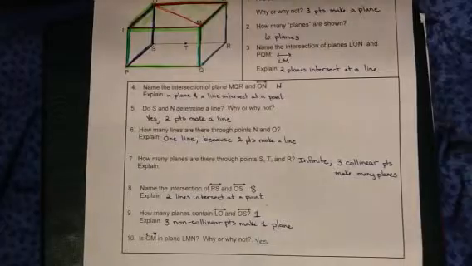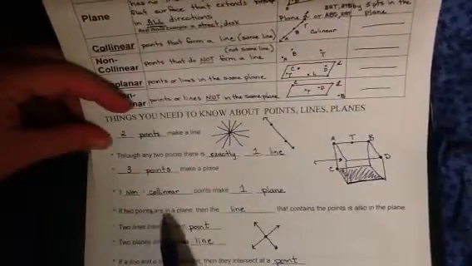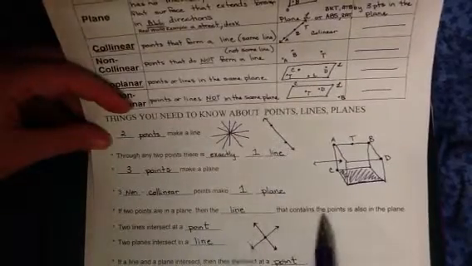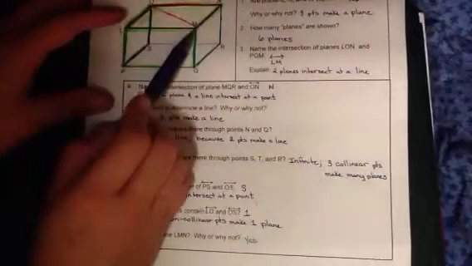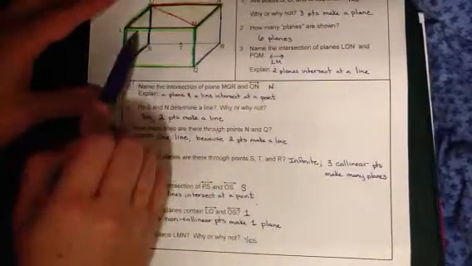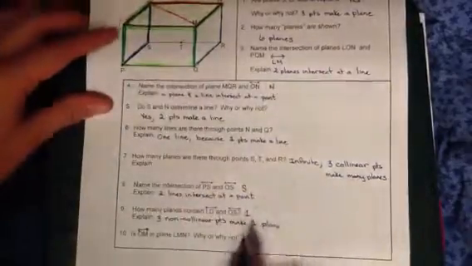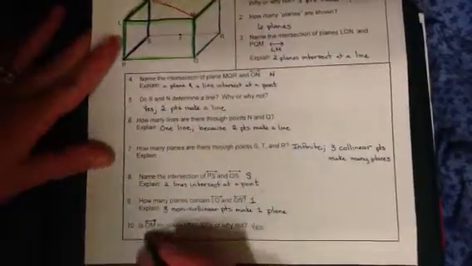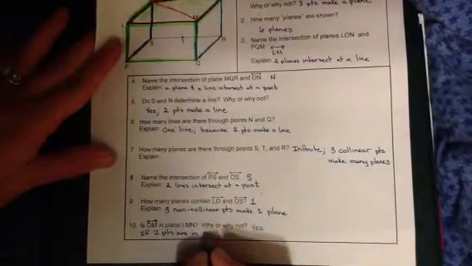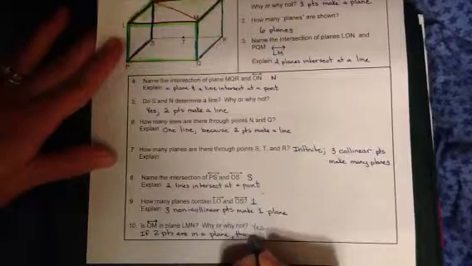And then our reason goes back to the very front, where it says if 2 points are in a plane, then the line that contains the points is also in the plane. Well, O and M are both a part of LMN. Therefore, that line is in the plane. So we would use that same thing. If 2 points are in a plane, then the line is in the plane.